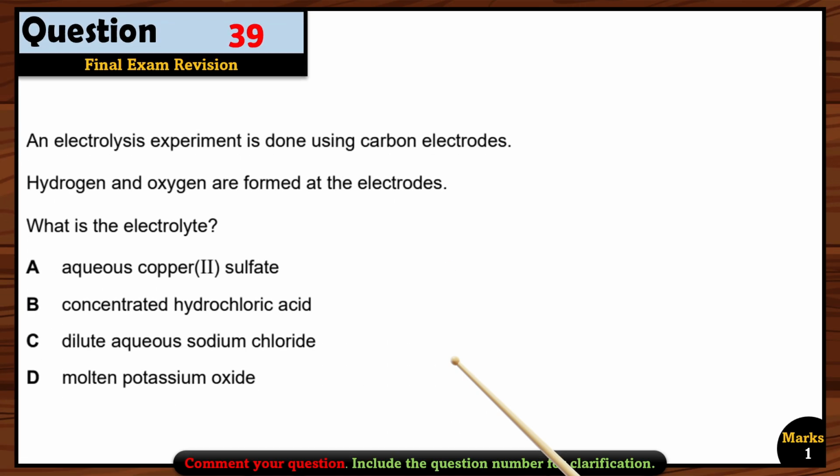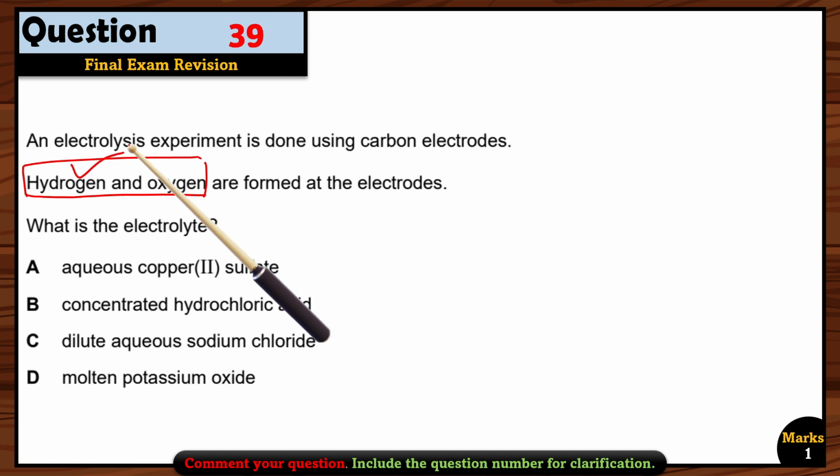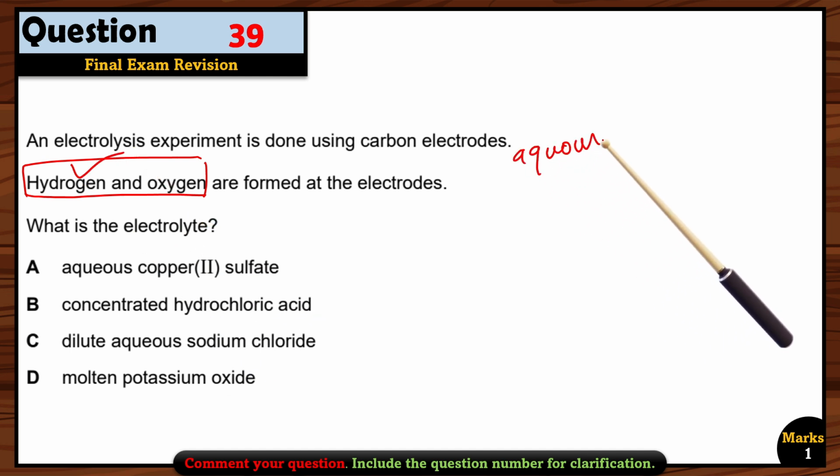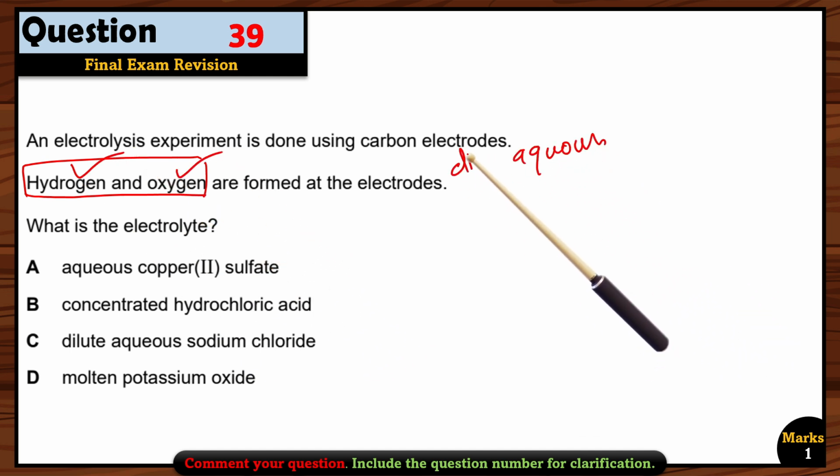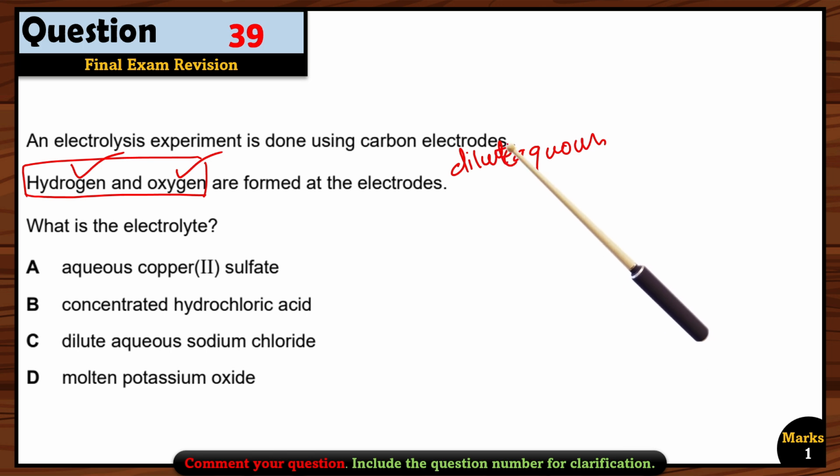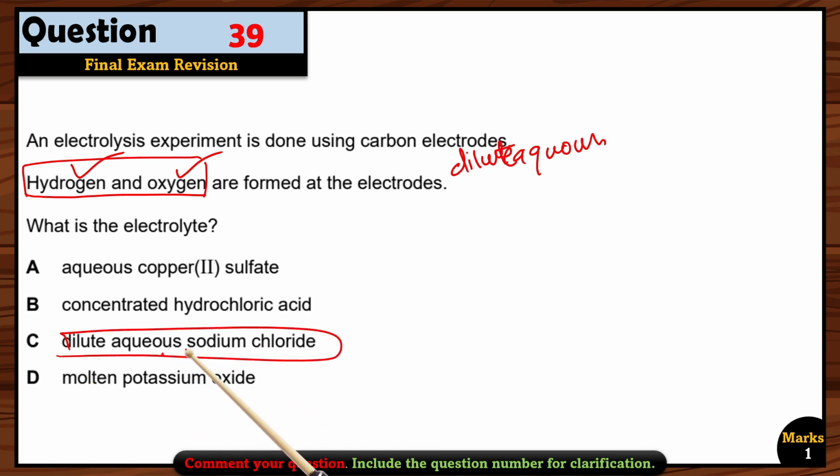Question 39. An electrolysis experiment is done using carbon electrodes. Hydrogen and oxygen are formed at the electrodes. What is the electrolyte? Simple. If hydrogen is produced, it means it's aqueous, right? If oxygen is produced, it means the solution is dilute. So you have to look for the dilute solution. This is the only dilute solution here, dilute aqueous sodium chloride, right? So this option is the right option.